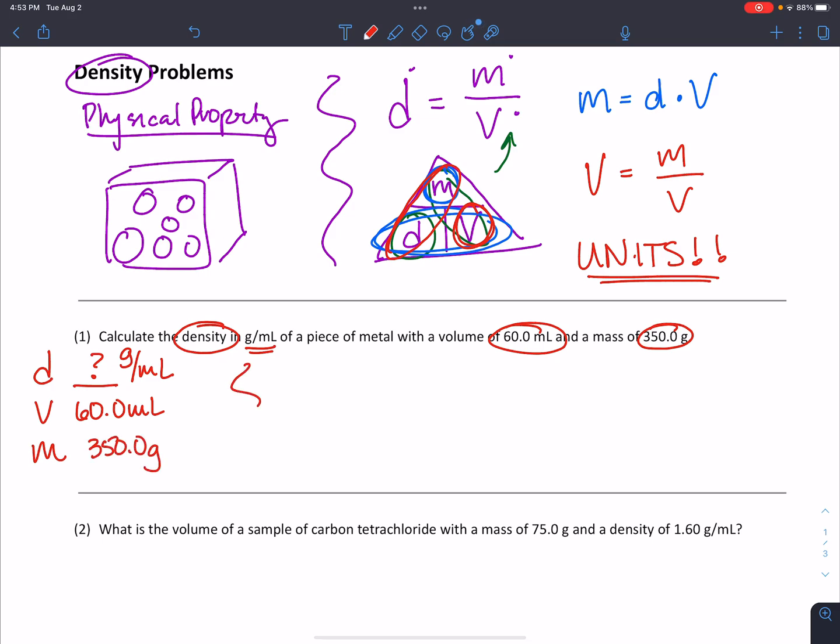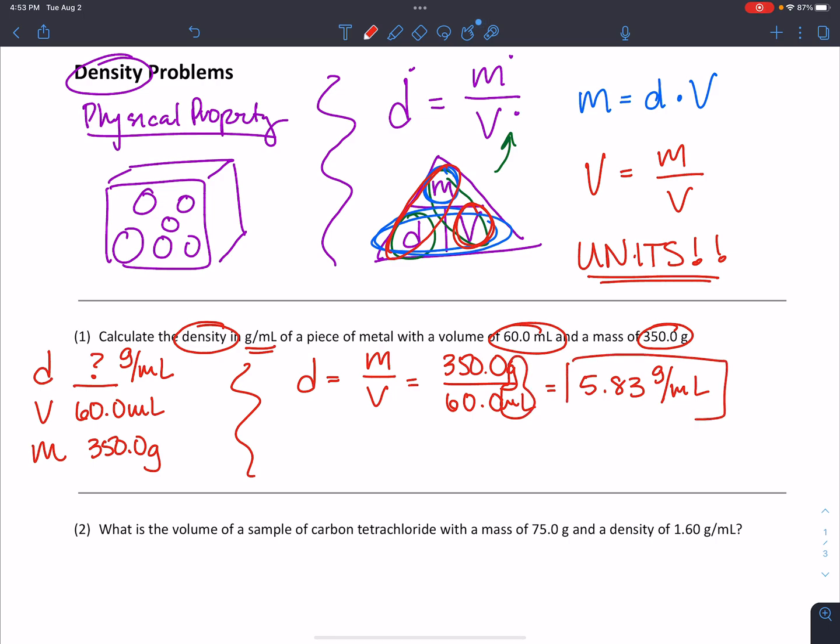All right, so with this information, we can go right into our formula for density, which is mass over volume, and we plug in what we've been given. So 350 grams over 60 milliliters. We get our calculator out, we divide 350 by 60, and we should get 5.83. Now our unit here will be a gram divided by a milliliter because of how our calculation worked out. And if we look, that is what we were asked for at the beginning of the problem. All right, so we're all set.